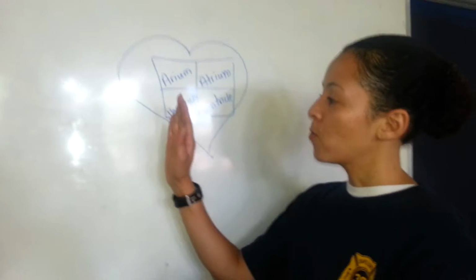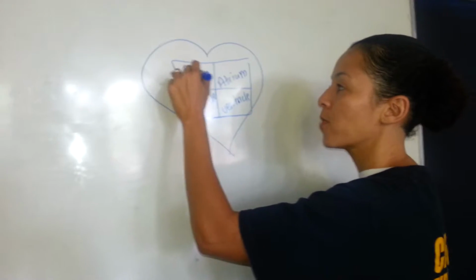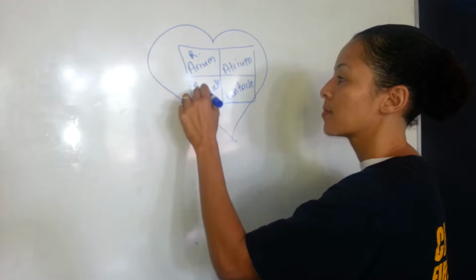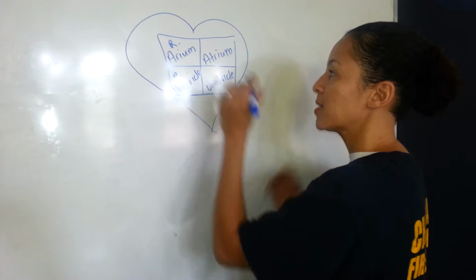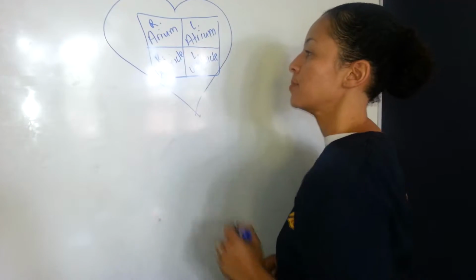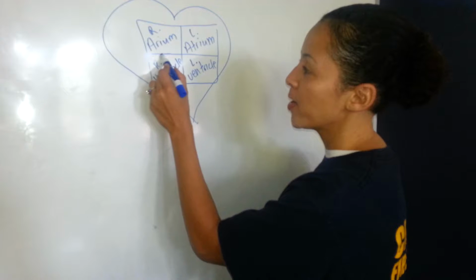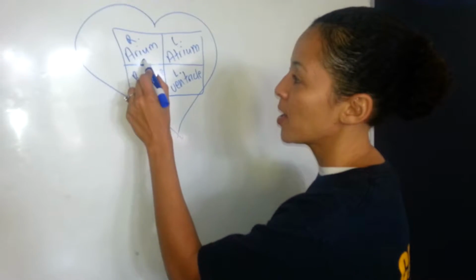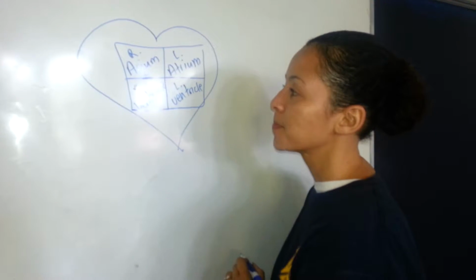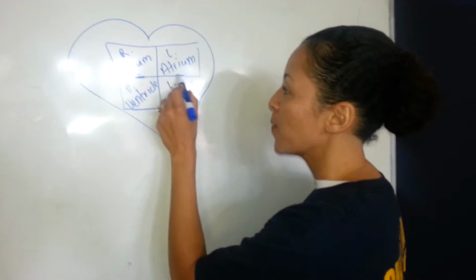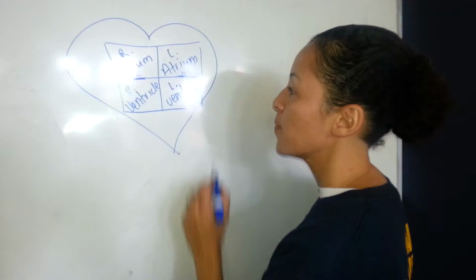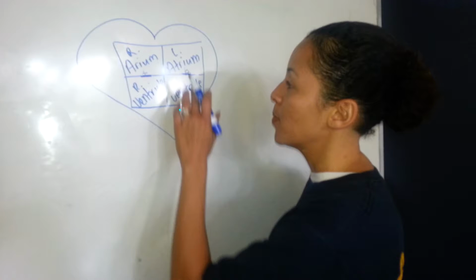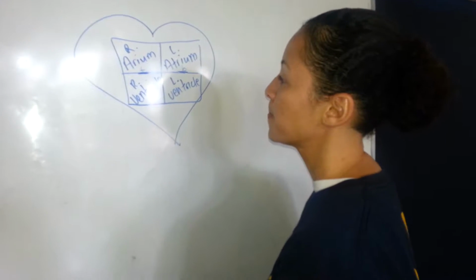Then you have your right side. We'll put an R for right. Then you have your left side, put L. There's a valve here called a tricuspid valve. We'll put a T. There's another valve here called a bicuspid valve or mitral valve. We'll put a B for bicuspid.